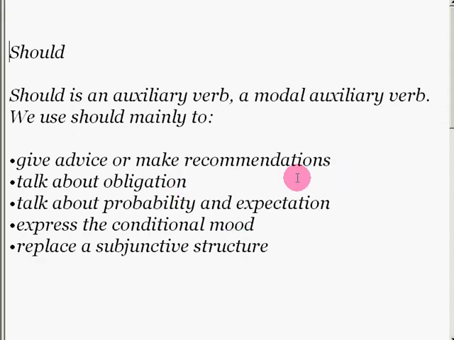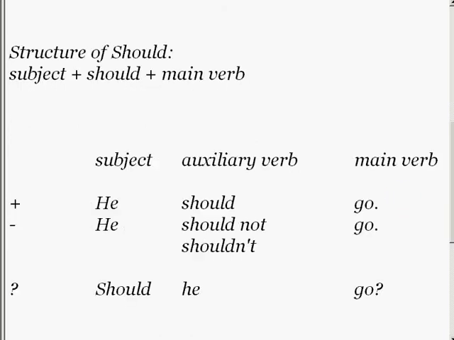Most of the time, we use it to give advice or make recommendations, talk about obligation, and talk about probability and expectation. How do we make sentences with the word should? This is the structure of should. We have the subject followed by the word should and then the main verb. Subject, should, main verb. Let's have some examples.